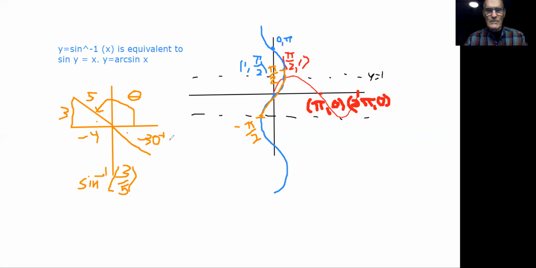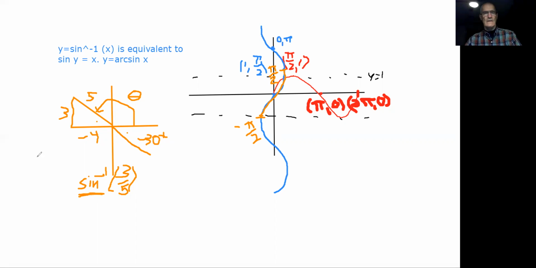So what you got to remember is anytime you do an inverse sine operation, which is this one right here, you're going to get an answer that's somewhere between minus pi over 2 and pi over 2, or between minus 90 and plus 90, okay?